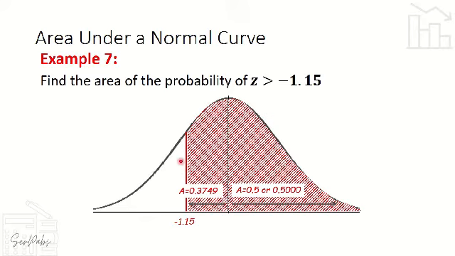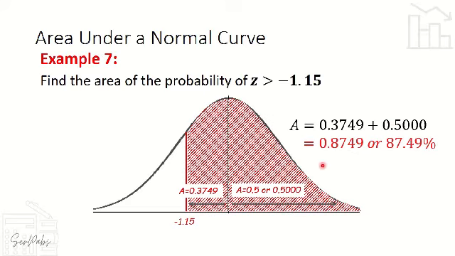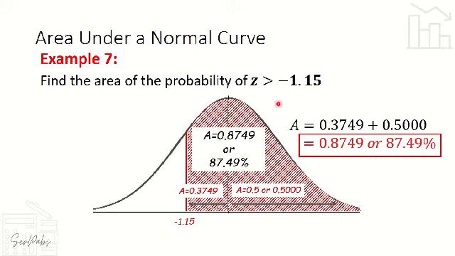Then, anong gagawin natin para makuha yung area nilang dalawa? I-add natin yung area ng negative 1.15 saka yung area ng ating positive Z-score. Lahat ng positive Z-score is 0.5. And then pag in-add up natin sila, that will be 0.3749 plus 0.5000. So we have 0.8749 or 87.49%. So the area of Z greater than negative 1.15 is 87.49%.